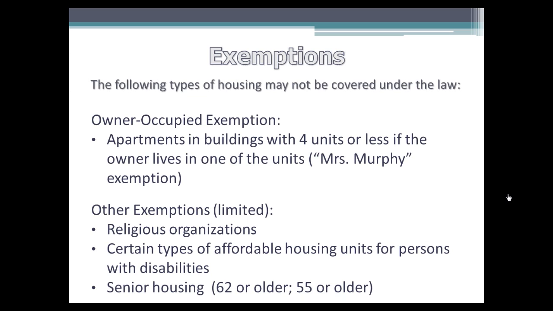Some affordable housing may legally be set aside for persons with specific types of disabilities, so that would be an exemption. And buildings reserved for seniors are allowed to discriminate based on age and familial status. They are allowed to keep families with children out of the building as long as they're following rules for senior buildings.